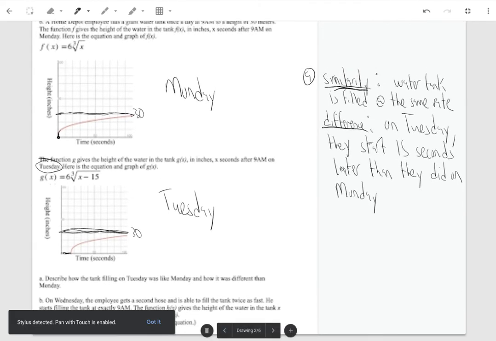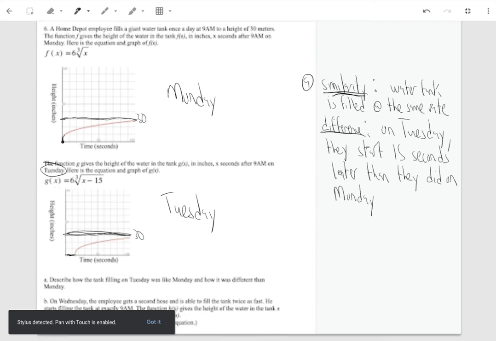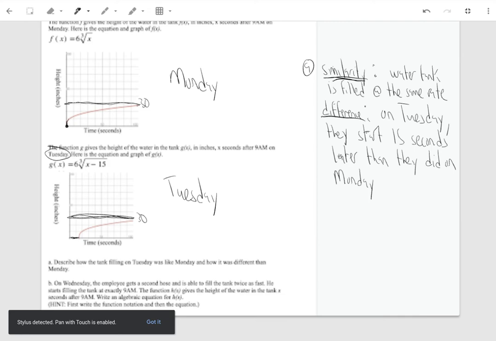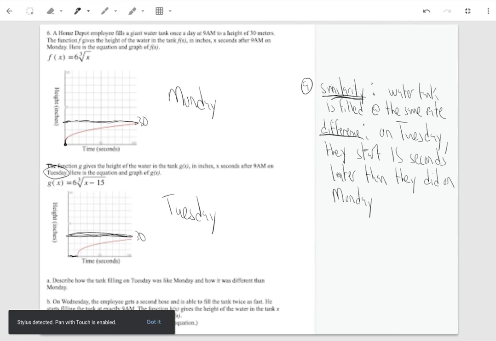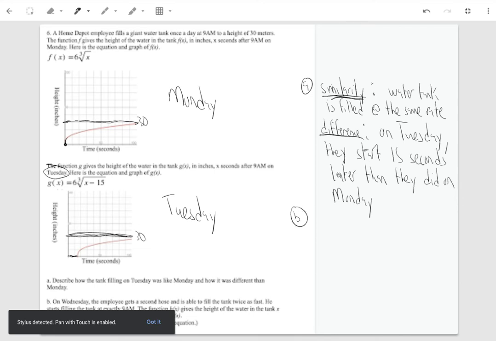On Wednesday, the employee gets a second hose and is able to fill the tank twice as fast. He starts filling the tank at exactly 9 a.m. The function k of x gives the height of the water in the tank x seconds after 9 a.m. Write an algebraic equation for k of x. First, write the function notation and then the equation. So the first thing that's important to see here is we're starting right at 9 a.m., just like we did on Monday. However, we're filling it twice as fast.